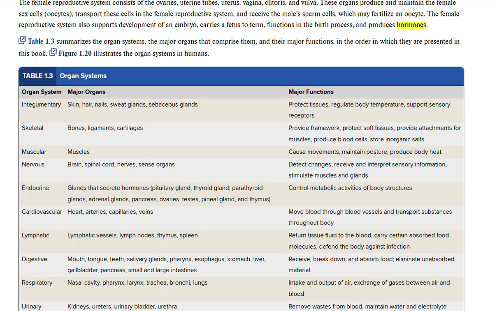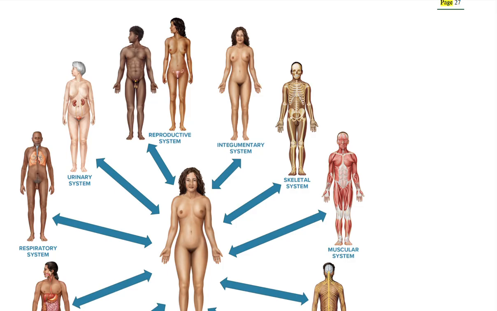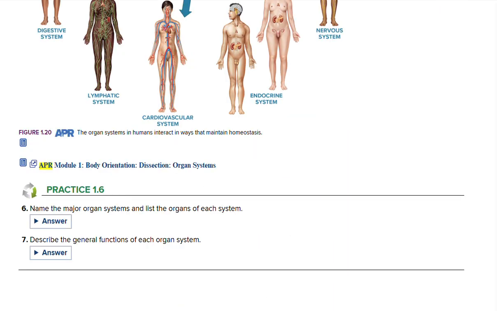and produces hormones. Table 1.3 summarizes the organ systems, the major organs that comprise them, and their major functions, in the order in which they are presented in this book. Figure 1.20 illustrates the organ systems in humans. Page 27. APR Module 1, Body Orientation, Dissection, Organ Systems.